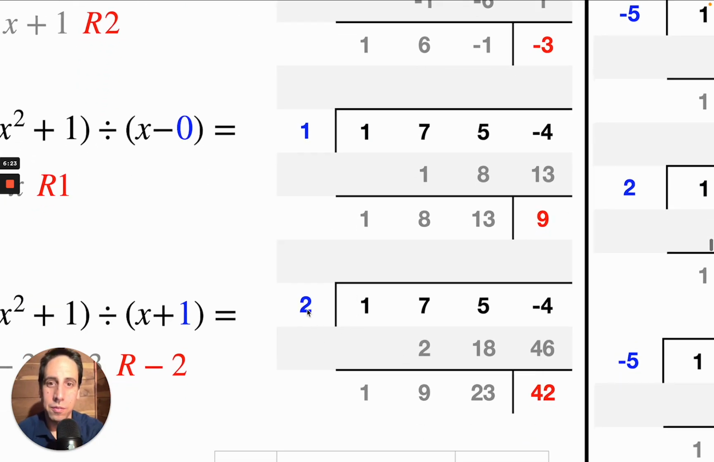Bring down the 1, multiply by 2, you get 2. 7 plus 2 is 9. 2 times 9 is 18, plus 5 is 23. Times 2 is 46, plus negative 4 is 42. So these were the blue inputs, and these are the red outputs.